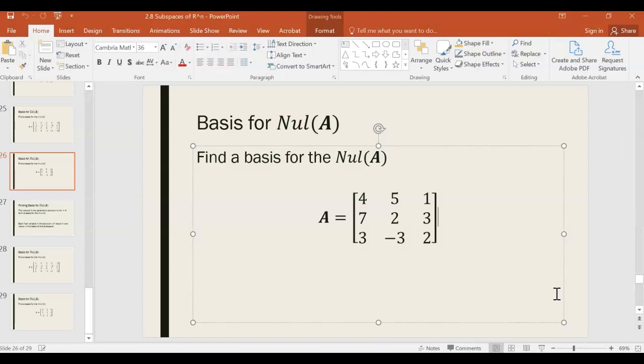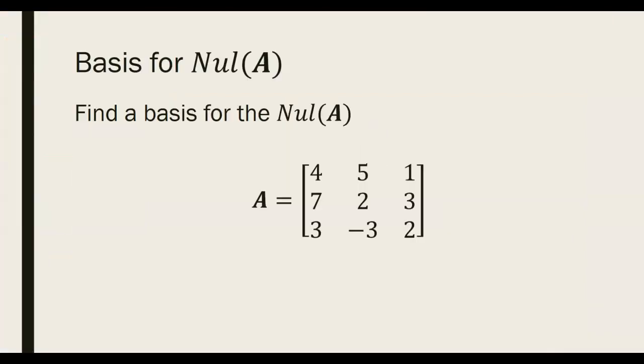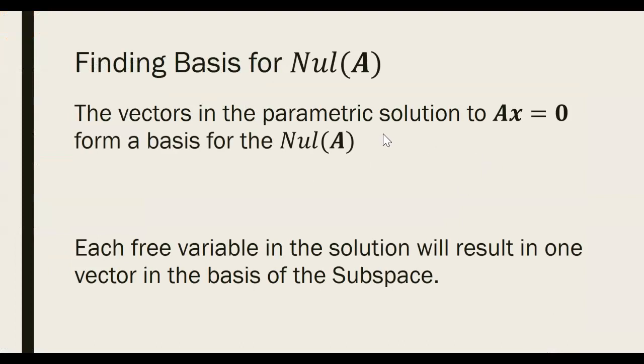So the takeaway from this is that if you're ever looking for the null space of A and you're trying to find a basis for that null space, we just have to solve this homogeneous equation, and the vectors that show up in our parametric solution are going to form a basis for the null space of A. All right? And each free variable in the solution will basically result in one single vector in the basis for the null space of A.